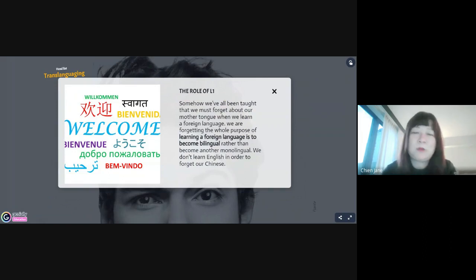All right, so this is another myth. The role of the L1, meaning our mother tongue, the first language. Somehow we've all been taught that we must forget about our mother tongue when we learn a foreign language. We are forgetting the whole purpose of learning a foreign language is to become bilingual rather than become another monolingual. We don't learn English in order to forget Chinese. So this is saying we shouldn't abandon our L1 altogether. We're not learning English to become a monolingual in English. We're trying to become bilingual. So we shouldn't forget Chinese or the role of Chinese in learning a second language. All right, so this is the translanguaging view, okay?